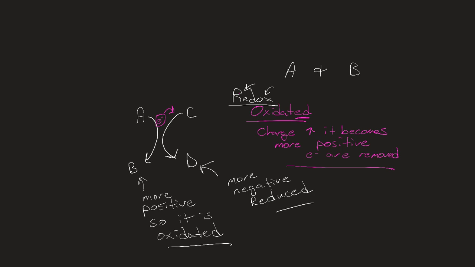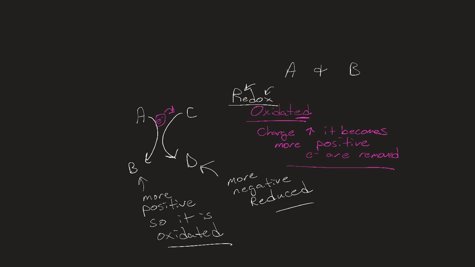I'm sorry, that just reduced. Yeah, I said that right. The one that gets it. So oxygen comes in at the end and takes the electron. That makes that species more positive, and oxygen becomes reduced because it took the electron.